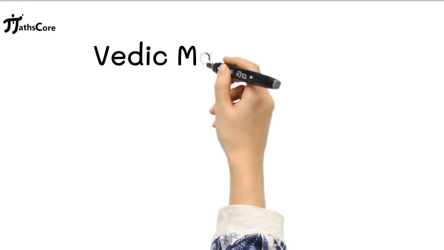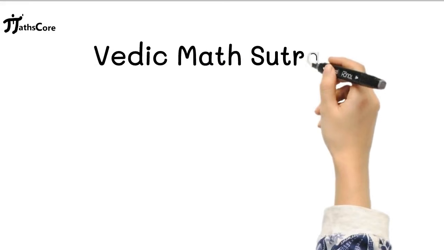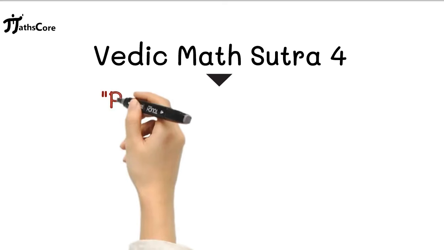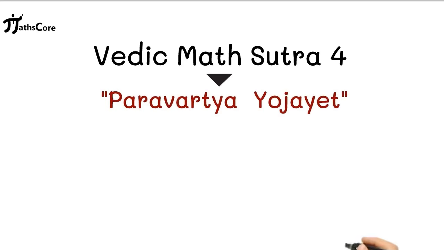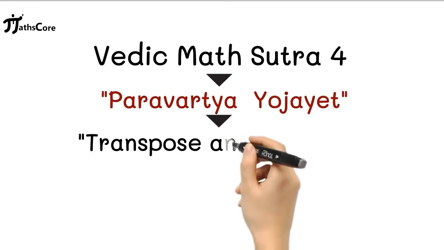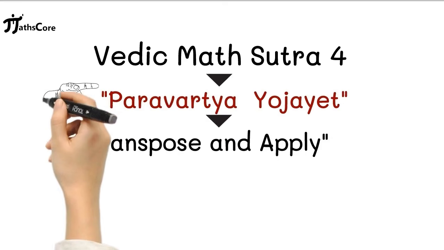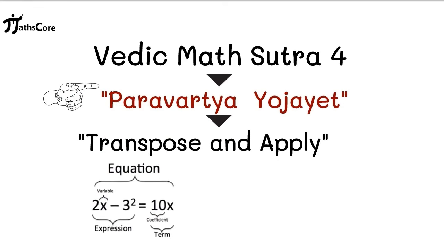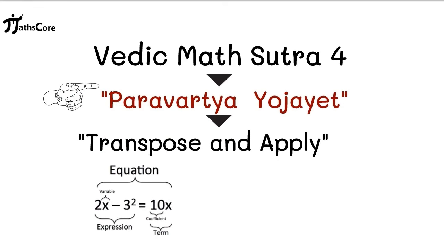Hello everyone, welcome back to our channel. In this video, we are going to learn about Vedic Maths Sutra 4, which is Paravarta Yojayet. The meaning of this sutra is transpose and apply. This sutra is often used for solving equations and dealing with numbers in a simplified manner.